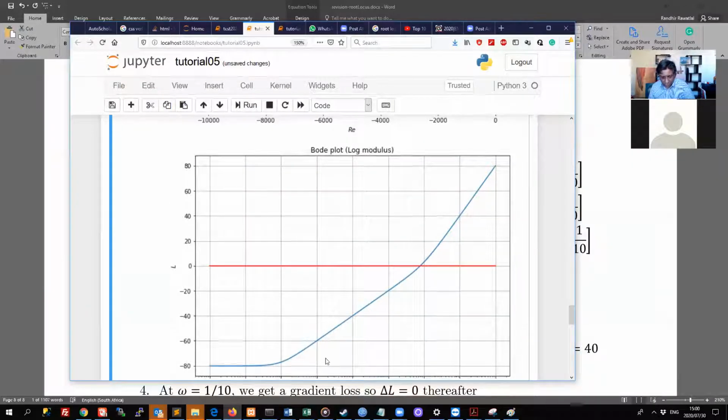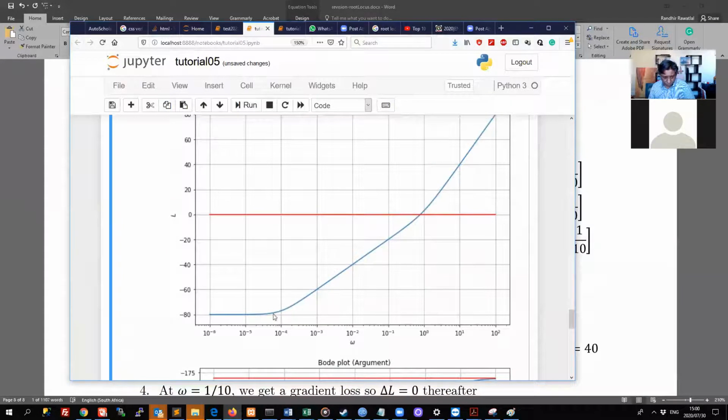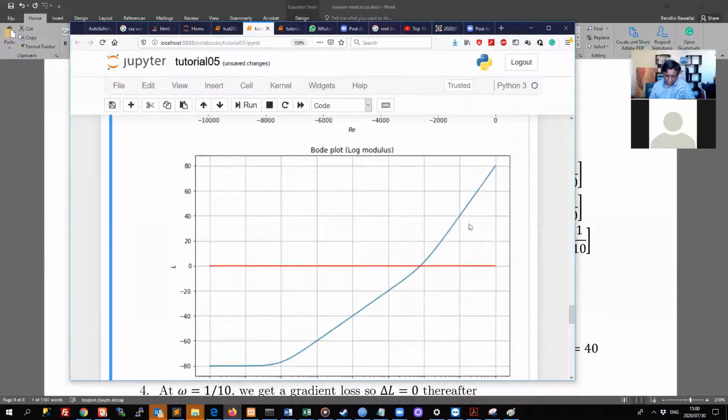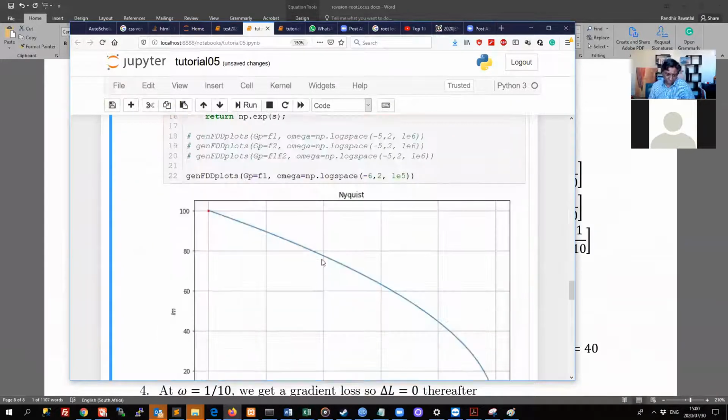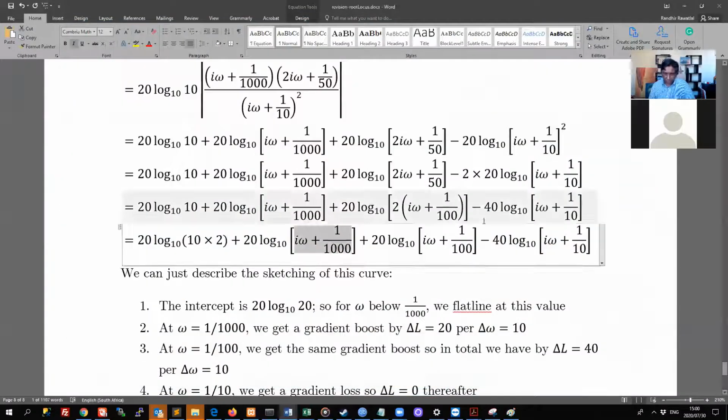So here you can see at 10 to the minus 4, we start to get that 20 per factor of 10. And then when we reach the 1, you can see the gradient becomes even more sharp. Now you can see it's 40, right? 80 minus 40 here. So it's 40 per factor of 10. So the gradient has doubled there. So that's the result of having 2 of those factors together. So that's what we have when we multiply those 2.